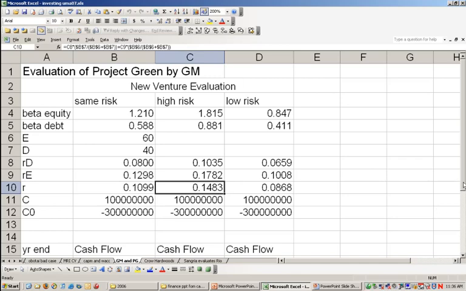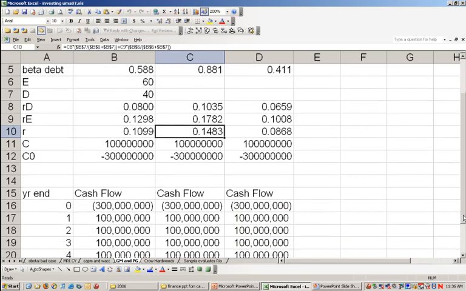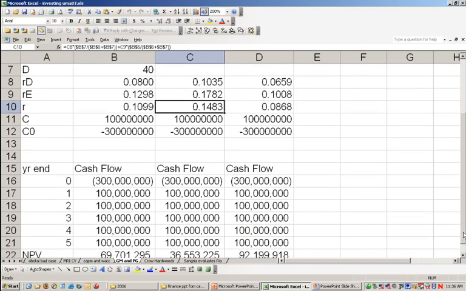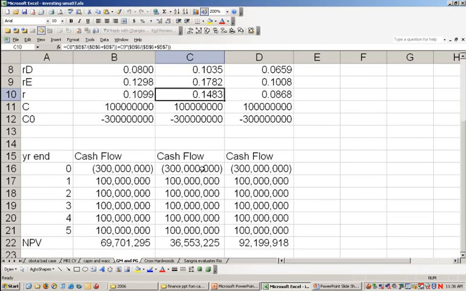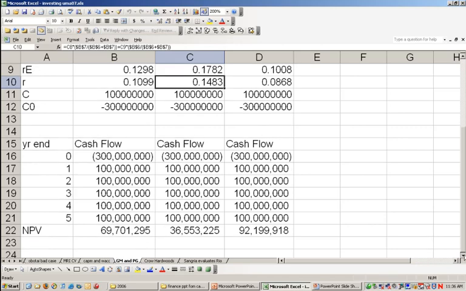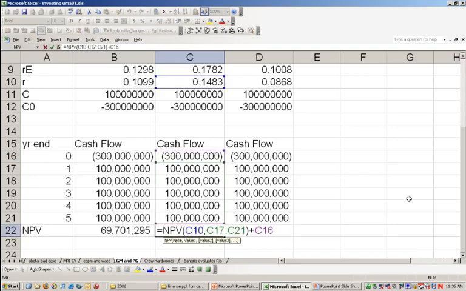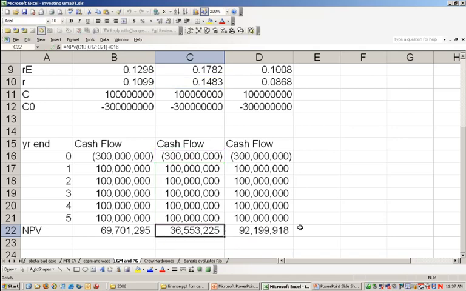Now GM can take this 14.8% project discount rate and use it to evaluate the cash flow projections of Project Green. Here are the cash flow numbers once again. You can see that the initial investment is $300 million, and the project generates a positive $100 million each year for the next 5 years. Here's our net present value calculation. And you can see now that I've used the risk-adjusted discount rate, or risk-adjusted weighted average cost of capital, of 14.8% in the net present value calculation. The end result is a net present value of $36.5 million.